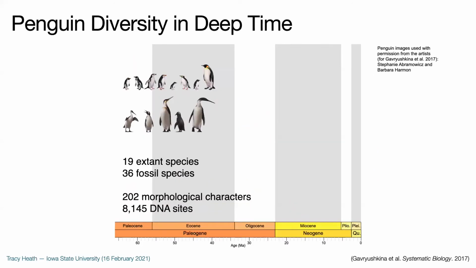So in our analysis, we can use this approach to jointly estimate the phylogenetic relationships of all 19 living taxa in the penguin clade, as well as 36 fossil species. And so for this, we had over 200 morphological characters, and we used an alignment of molecular data. These illustrations just show some representatives of extant species and some reconstructions of fossil species.